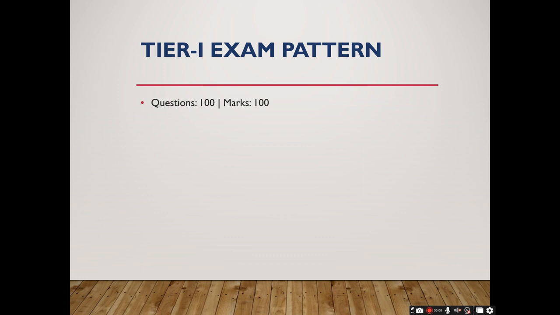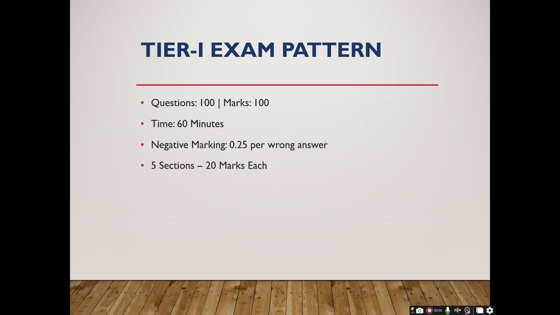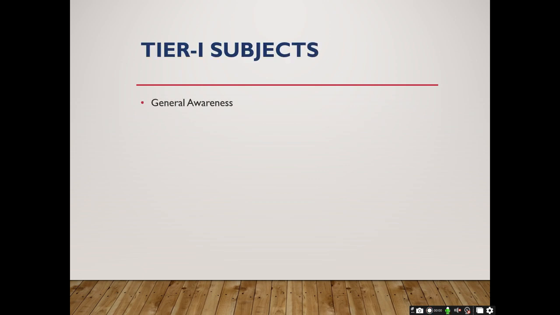Now, tier 1 objective exam. Tier 1 is an online objective-type exam. It tests basic aptitude, awareness, and analytical ability. Total questions are 100, total marks are 100, the duration is 60 minutes, and negative marking is 0.25 for each wrong answer. The paper is divided into 5 sections. First one is general awareness.